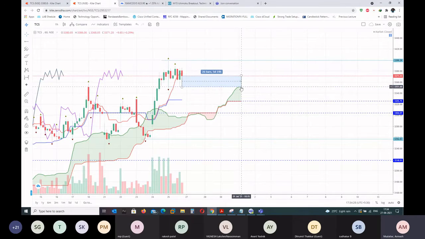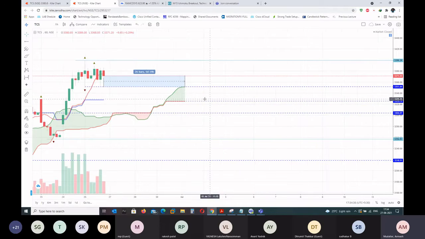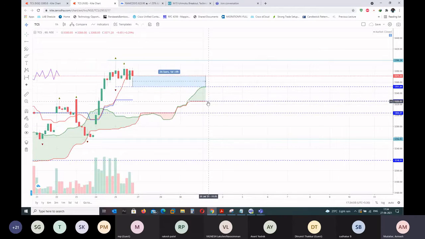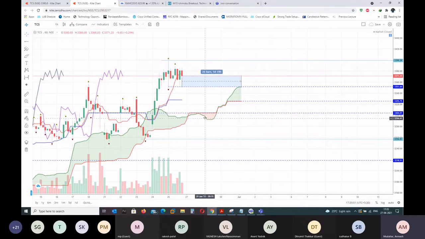Together, Senkou span A and Senkou span B form the cloud, or you can call it Kumo. The cloud color will be green if span A is above span B. Here you can see the green line is span A and the red line is span B. If span A is above span B, then it's green because it's bullish. If span A is below span B, it will be red, like here you can see it's red.